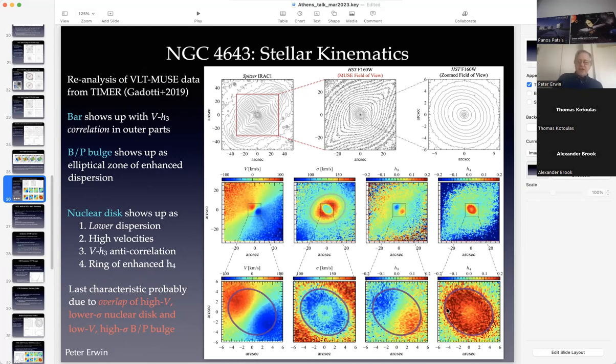So in this region, we're seeing the overlap of the stellar kinematics from the nuclear disk, rapid rotation, low dispersion, and the stellar kinematics from the boxy peanut bulge, lower rotation, higher dispersion. And that will give you a high H4. So kinematically, we seem to see an overlap, just as our decomposition suggested an overlap.